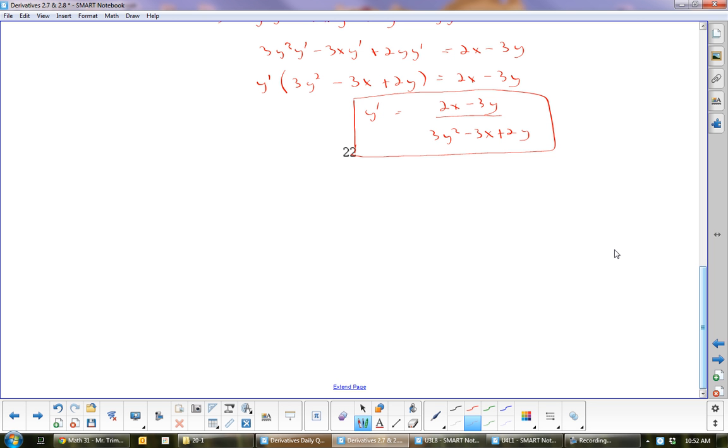So when do we do this? When you can't isolate y, or when it's not a function.